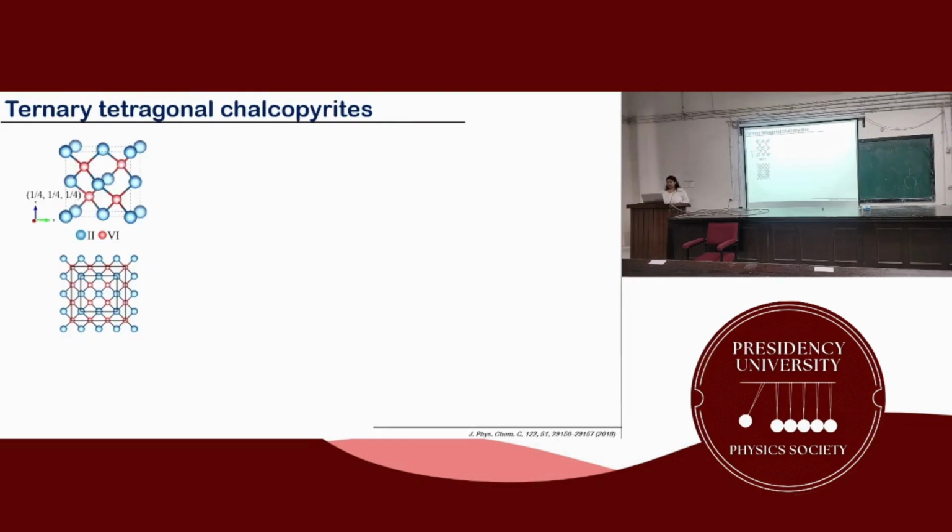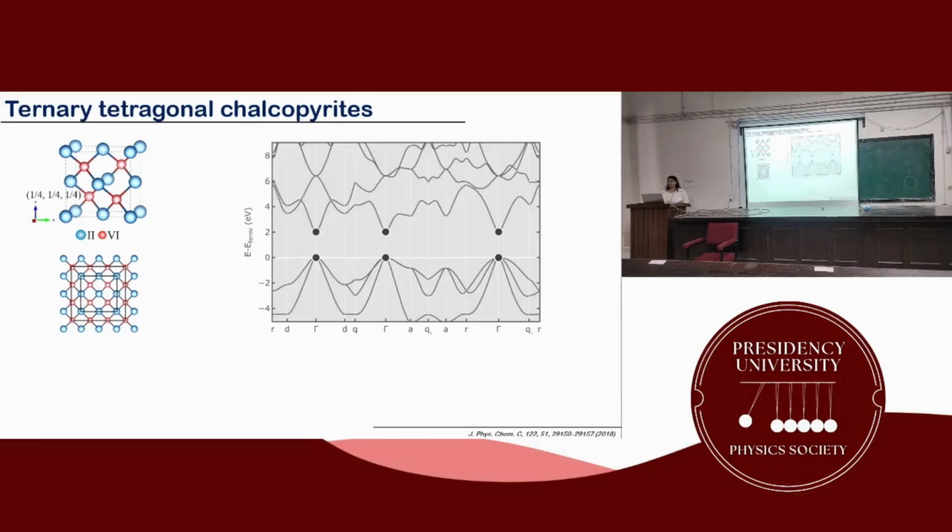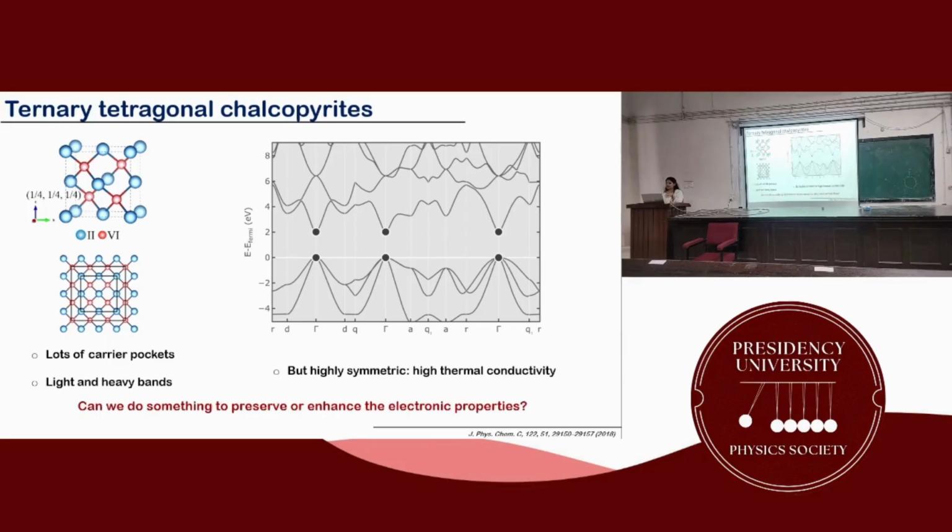So this is a zinc blende kind of structure. This is a cubic one. If you see the electronic band structure, you see nice pockets, convergence in the value. So these pockets are energetically degenerate. So I see that, okay, this is a nice system. But then it will have a high thermal conductivity. What we want to find is basically if we can preserve or enhance the electronic properties but lower the thermal conductivity from this structure itself, let's say.